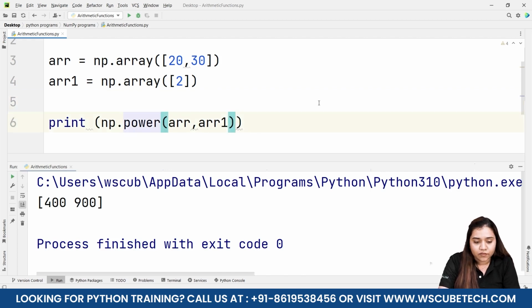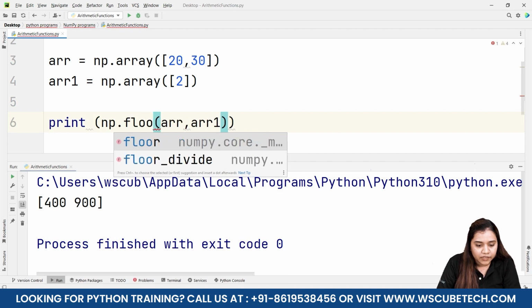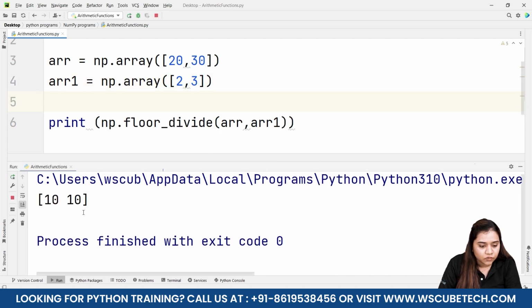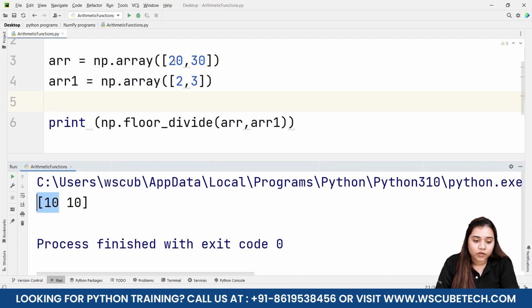And then we have, let's say, floor division. For floor division, we'll write floor_divide and we'll pass two other values here, 2 and 3, let's say. As soon as we run it, the output is 10 in both cases. After dividing, what is the quotient? The quotient is 10. 20 divided by 2 gives the quotient 10, and 30 divided by 3 gives the quotient 10.